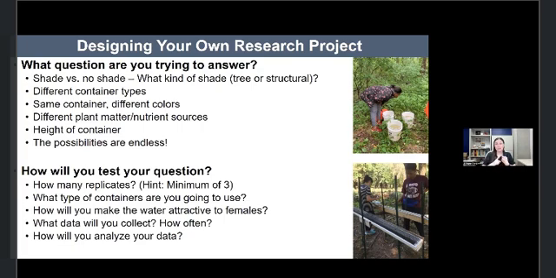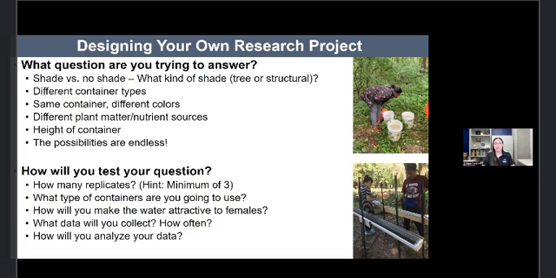What data are you going to collect and how often? Are you going to check every day? Are you going to check every 3 days? Are you going to check once a week? So make sure you know what you're going to do, and that's part of your plan before you start your experiment. Because the worst thing to do is you put this out and then you have to go on a family vacation. That's not going to work, right? So make sure you're planning out your experiment.